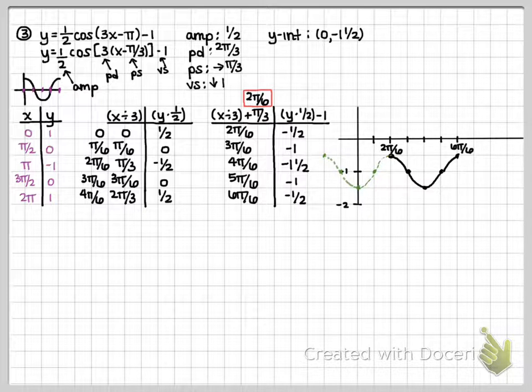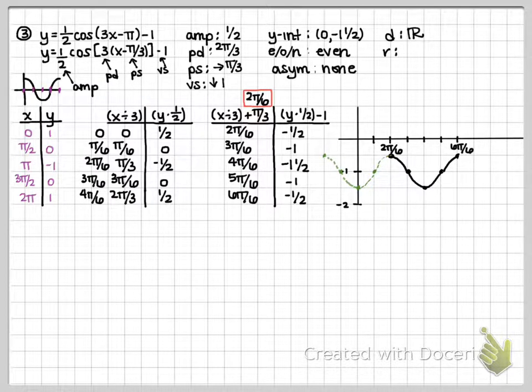I would say that based off of these points, this is going to be even because I can fold it on the y-axis and it matches up. Asymptotes, just like sine, cosine doesn't have any. And then it looks like I skipped domain and range. So for domain, beautiful, easy points. It's going to be all real numbers.